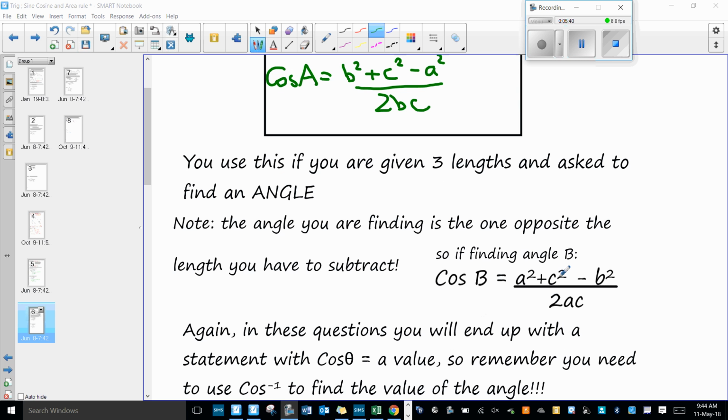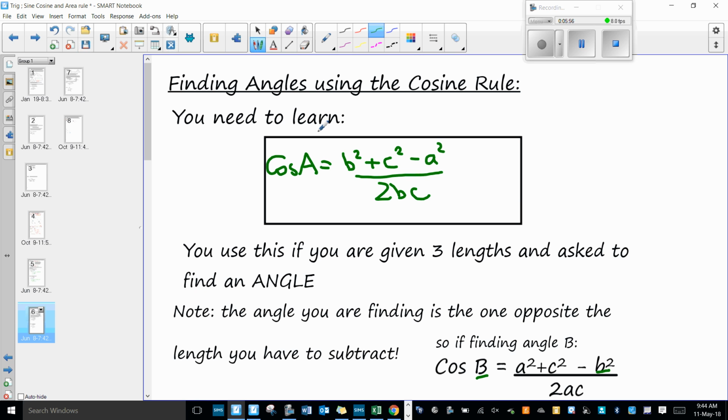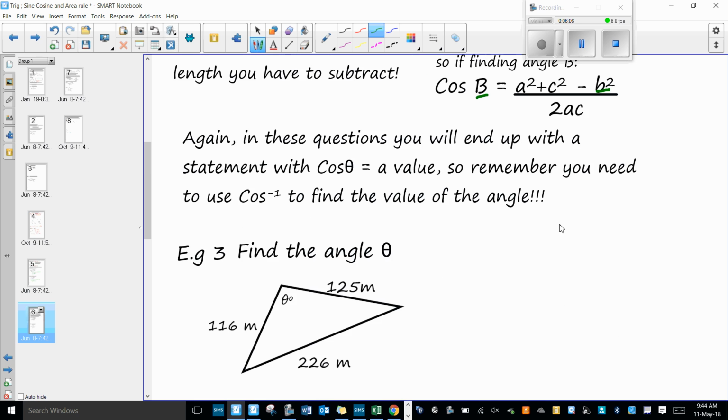Obviously, depending on how you label your triangles, there are different versions of it, but this one is the same. If we're trying to find angle B, we're subtracting B squared. A and C are squared and added, and the A and C are on the bottom. So that rule follows no matter what. And again, this cosine rule is when our question involves 3 sides and 1 angle. That is us for now. We'll carry on next lesson.